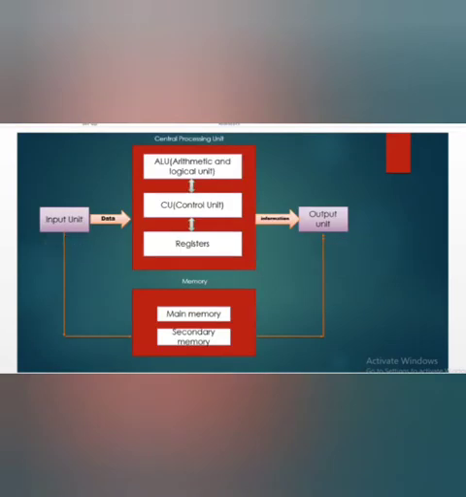The first basic functional component is the input unit. This input unit comprises one or more input devices. For example, if we consider a computer as a system, then it includes both keyboard and mouse. Both keyboard and mouse are considered as what? Input unit. The input unit is nothing but a collection or combination of one or more input devices, and it accepts the data as an input from the user.